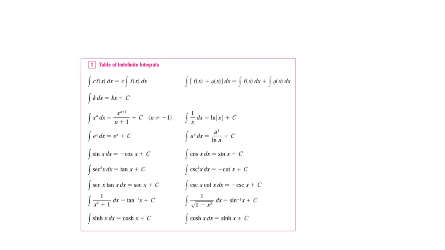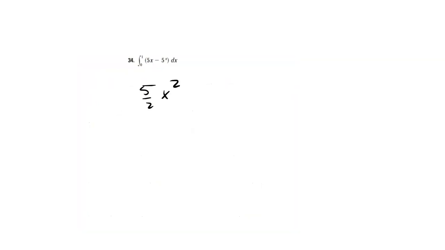Here's another one for us. 5 halves x squared. And you say, ooh, 5 to the x. That one's a little bit different. Why don't we go ahead and look at our table? We have a constant to an exponent. When you take the integral, remember when we took a derivative, we hit it with a natural log. Now we're going to divide it by a natural log and go the other way. So this would be minus 5 to the x over natural log of 5.